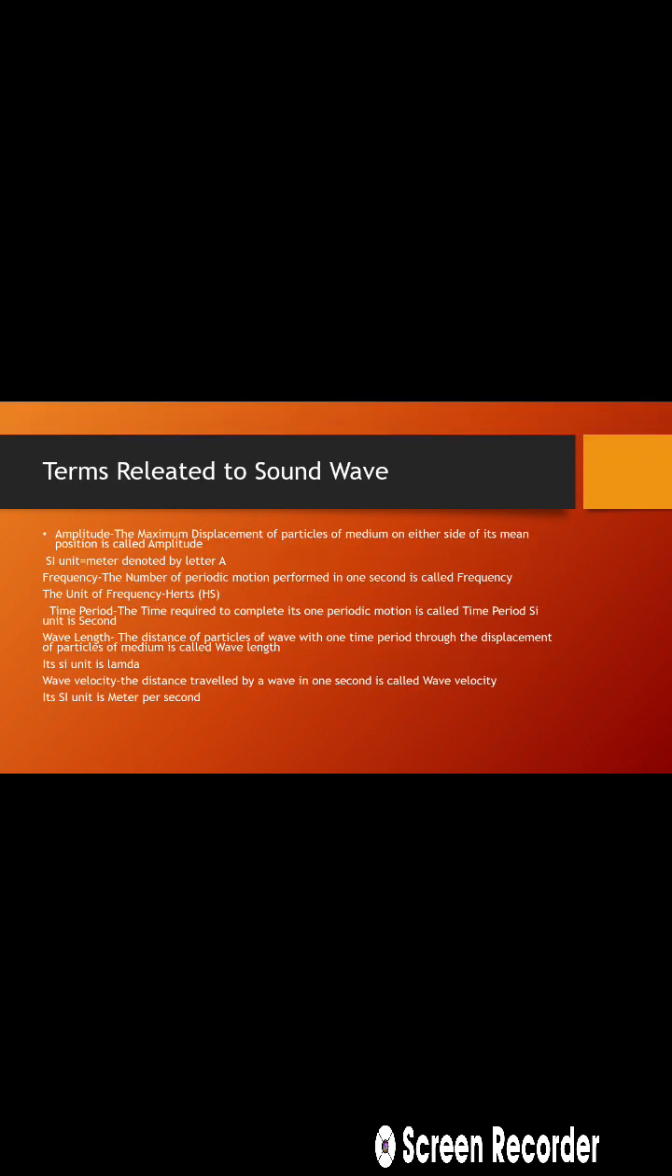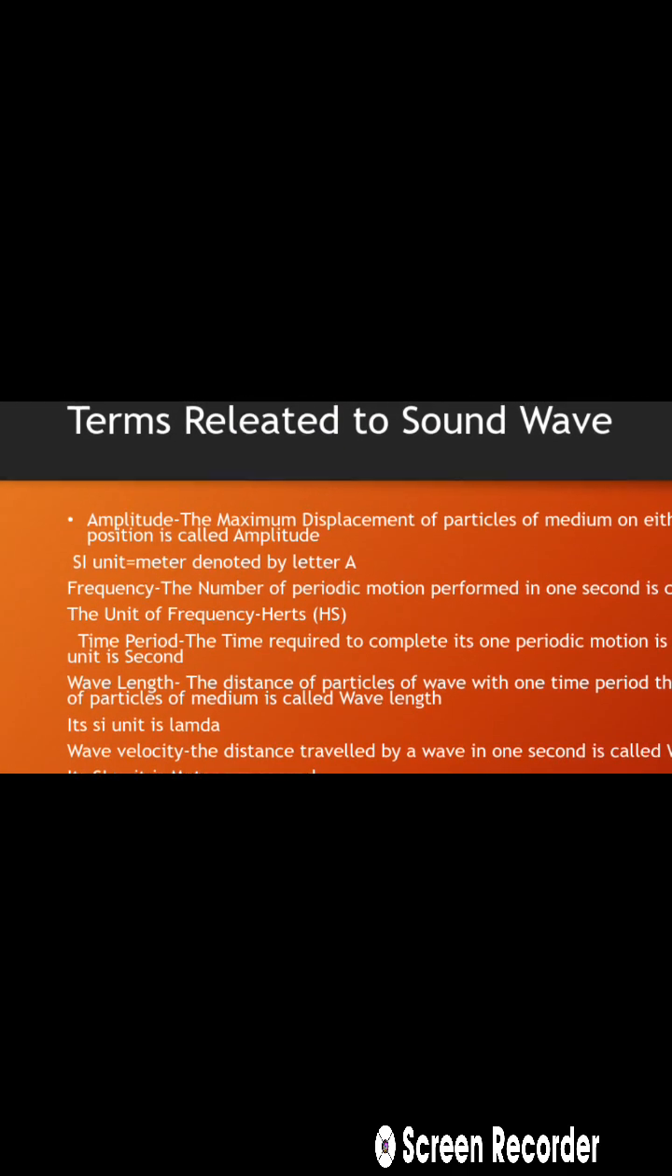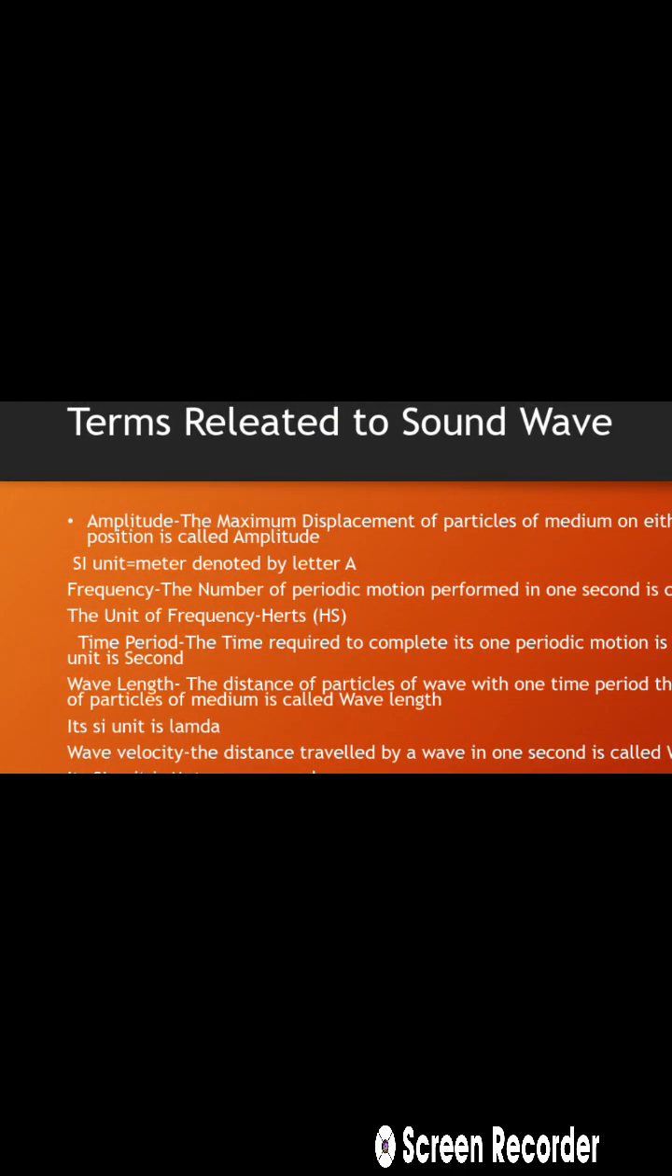So here are terms related to sound wave. First is amplitude. Amplitude is the displacement of particles from their mean position. Means in a sound wave, the displacement of particles is taken, so it is called amplitude. SI unit is meter, denoted by the letter A.